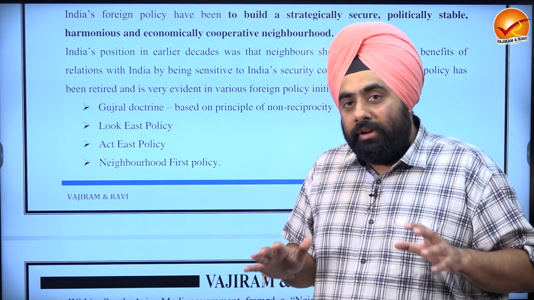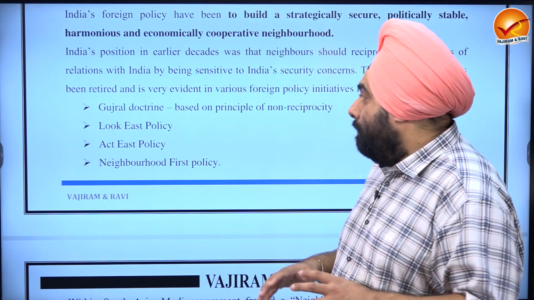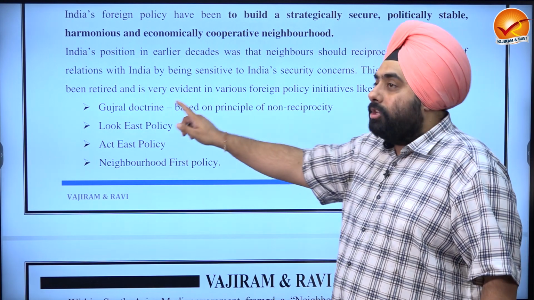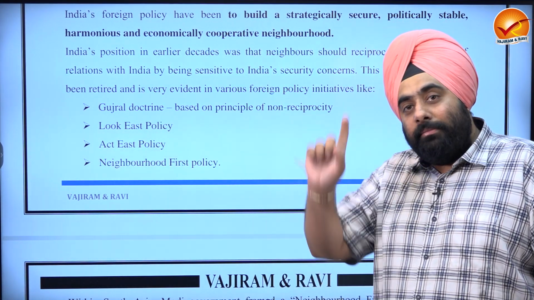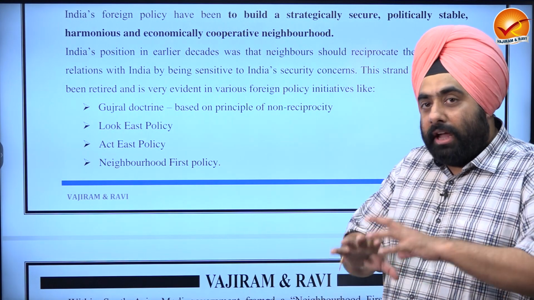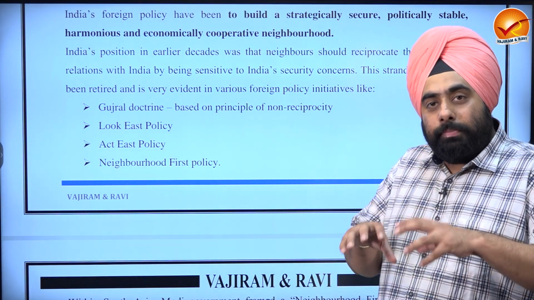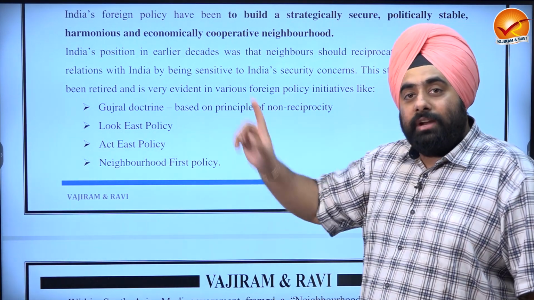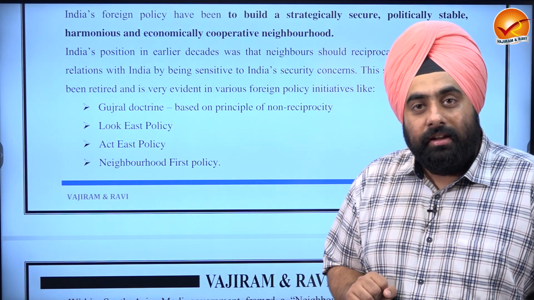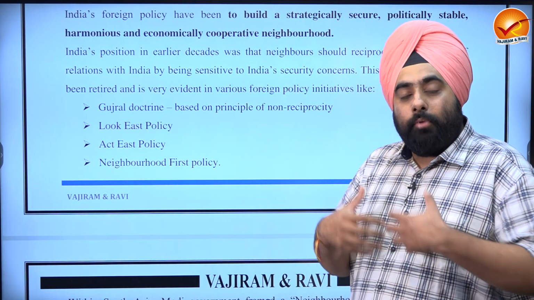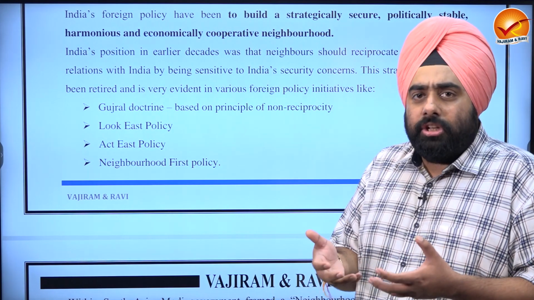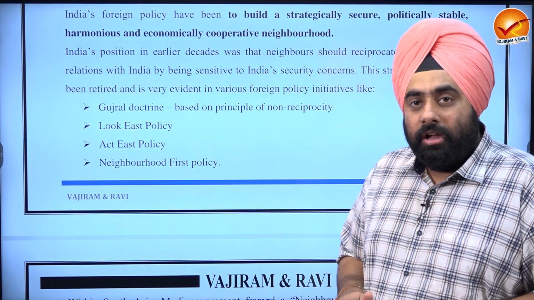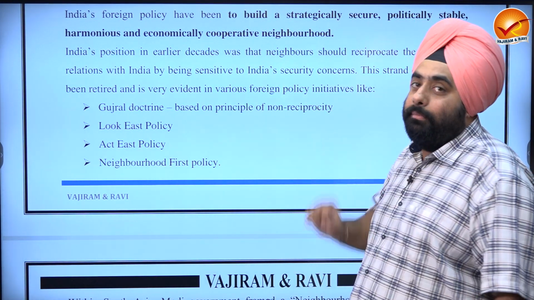If you want to create mutual goodwill and mutual trust, if you want your neighbors to trust you, then you must follow the principle of non-reciprocity. This is the principle which was suggested by the Gujral doctrine, I.K. Gujral, when he was the Prime Minister in the 90s. He had suggested that if we want to develop mutual trust, mutual goodwill, and a relationship of mutual benefit with our neighboring countries, then we must follow the principle of non-reciprocity. And since then, we have been following it. That means that when we help our neighbors or develop cordial relations with them, we do not do that on the condition that the neighbors will also have to return the favor. That helps us create goodwill and trust in our neighborhood.